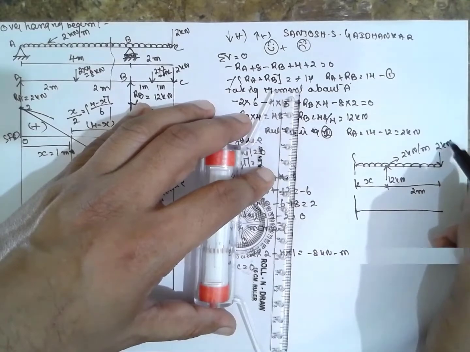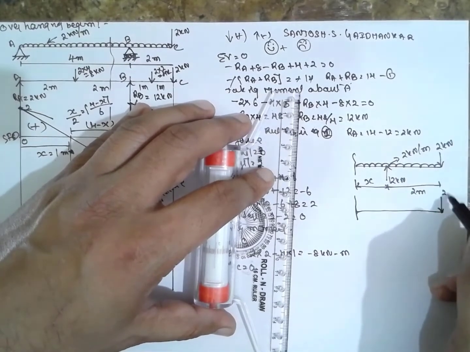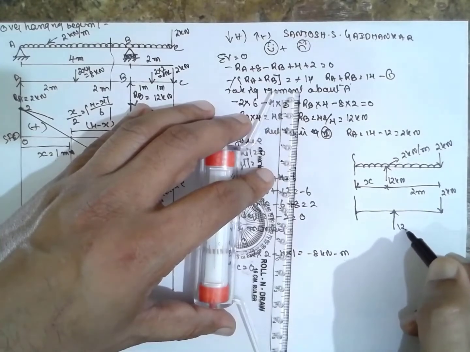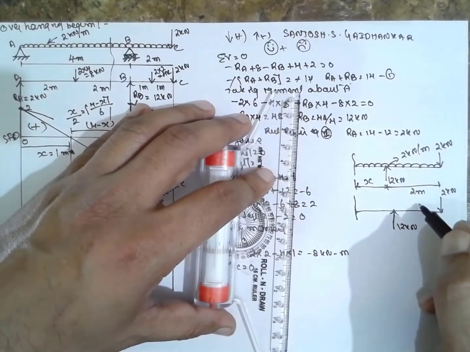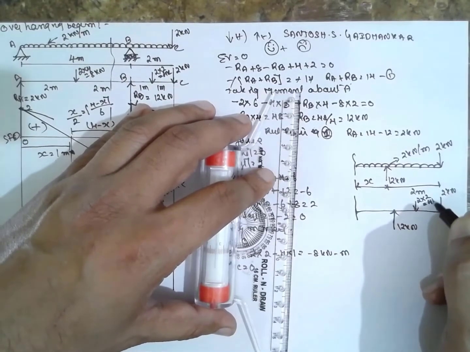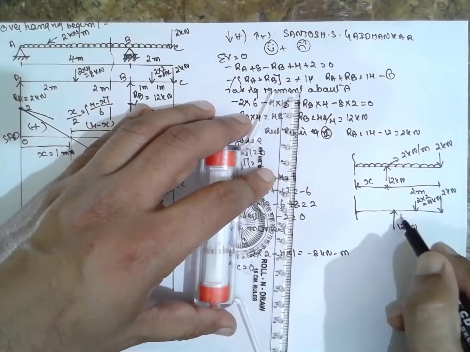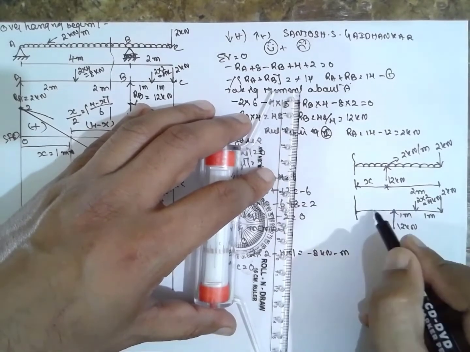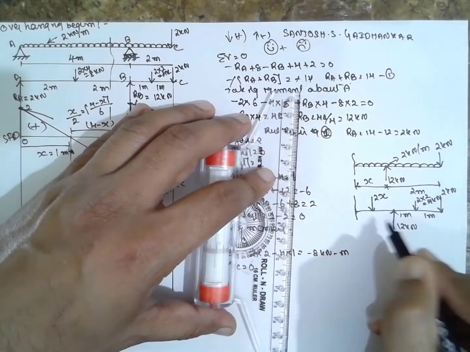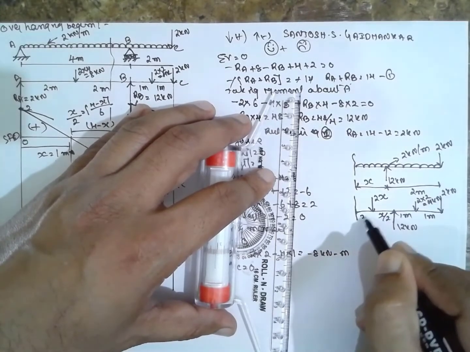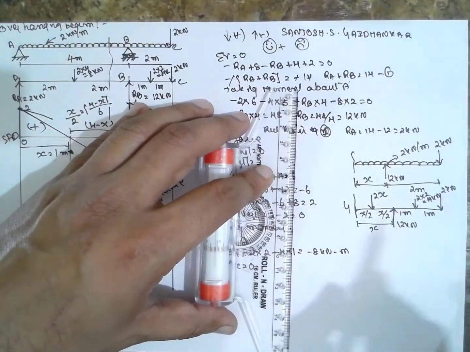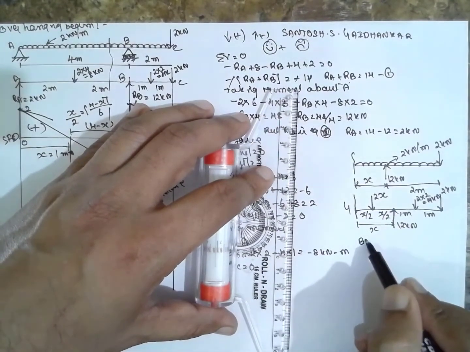2 kilonewton. 2 kilonewton. 12 kilonewton. Convert into point load. 2 into 2, it will be 4 kilonewton. 1 meter this side, 1 meter this side. Here, exactly at the center, 2 into x, half here will be x by 2, and total distance will be x. Consider G, the bending moment at G.